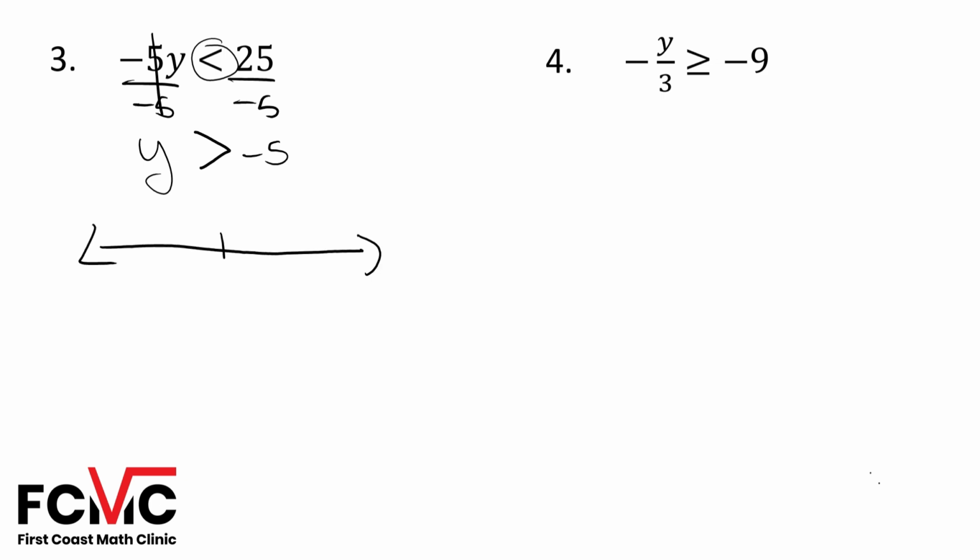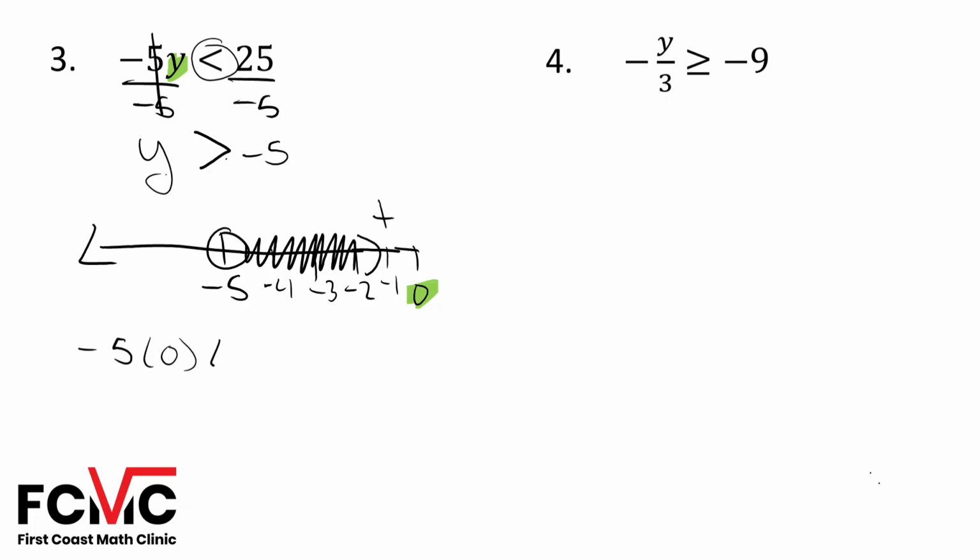Let's graph this out. We want negative 5 in an open circle. Y is greater than, so we're going to shade to the right. Our possible values, we've got negative 4, negative 3, negative 2. If we keep going here, we know we've got negative 1 and 0. If we could use 0 to check, that's always going to be the easiest value to check. So I'm going to try 0 in here. So we're going to get negative 5 times 0 is less than 25. And we're going to get 0 is less than 25, which is a true statement.